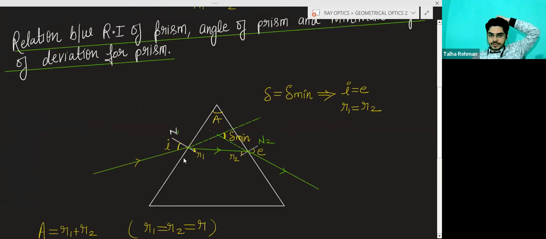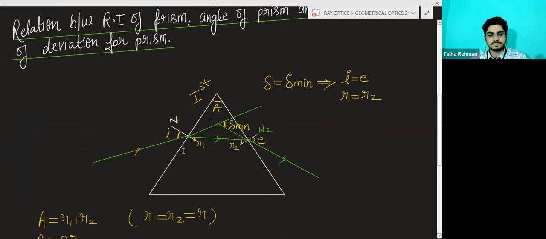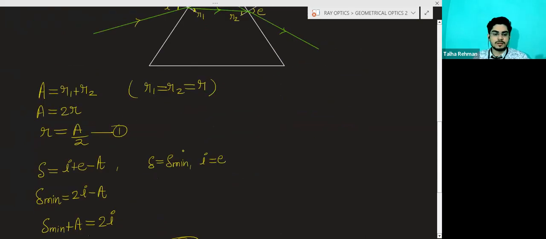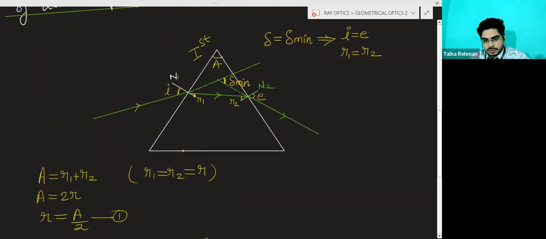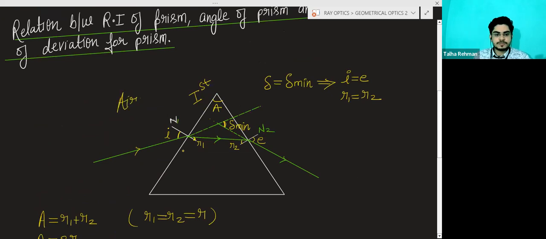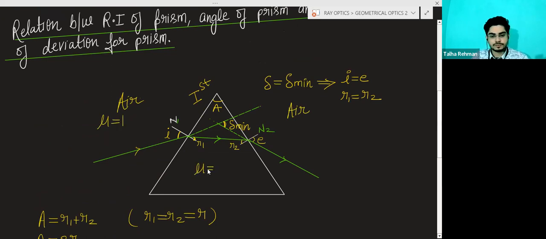Now for this surface, suppose this surface is the first surface. Apply Snell's law for the first surface. So here is air, here is also air. So here the refractive index of air is 1 and the refractive index of the prism is mu, that we have to find. Mu is the refractive index of the given prism.